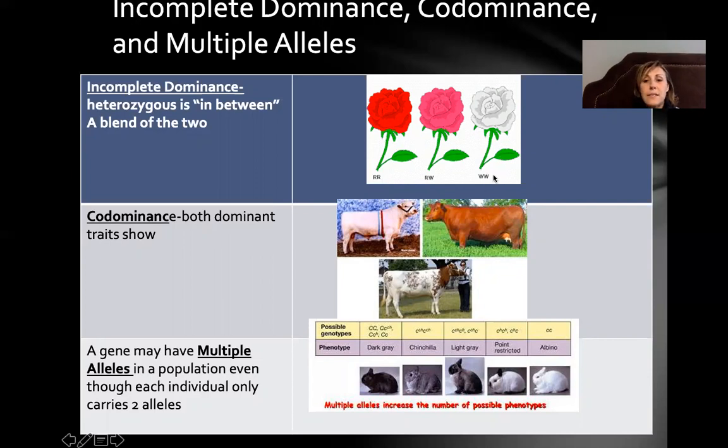If there was a mix, if you had a big R and a W and they mixed, their offspring would be a blend of the two. They'd be pink. So it's not completely dominant over the other. They just blend in.